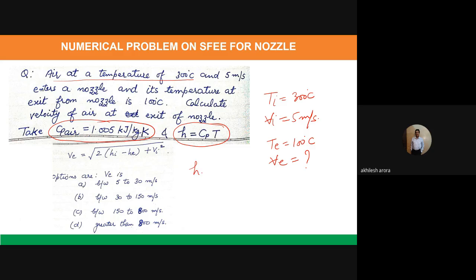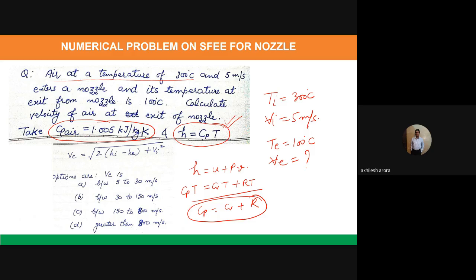Because H is equal to U plus PV, and U is equal to CvT. H is equal to actually CpT plus, yeah, actually we need not go from this equation. This equation will give us only Cp is equal to Cv plus R. But yes, in case of gases, we can always use this relation that H is equal to Cp into T.